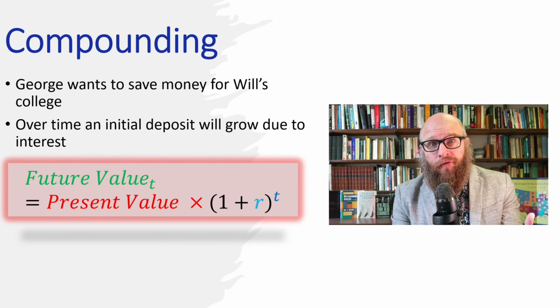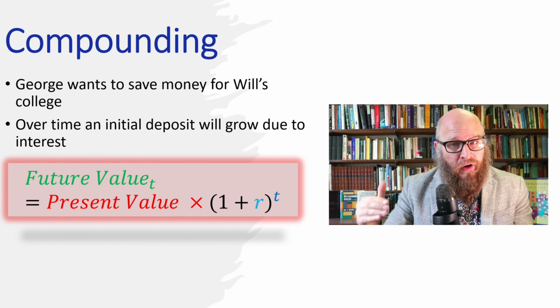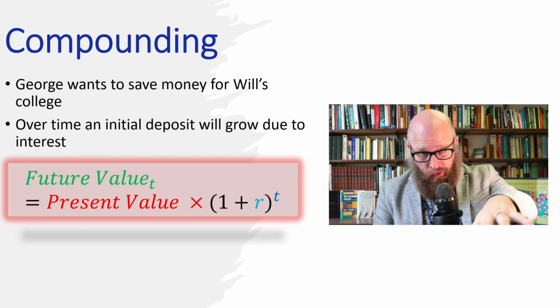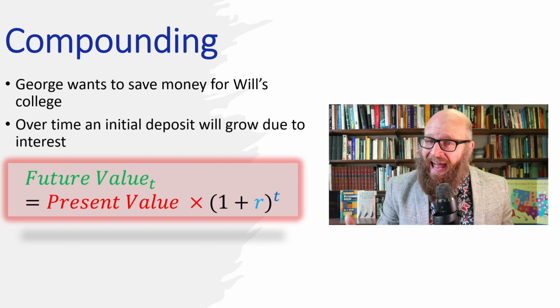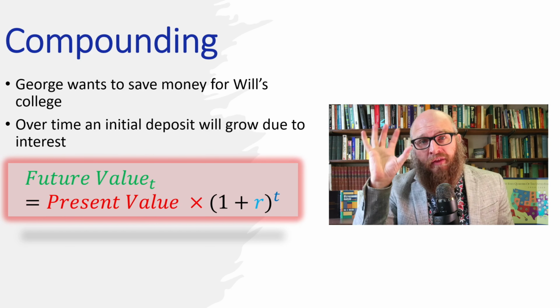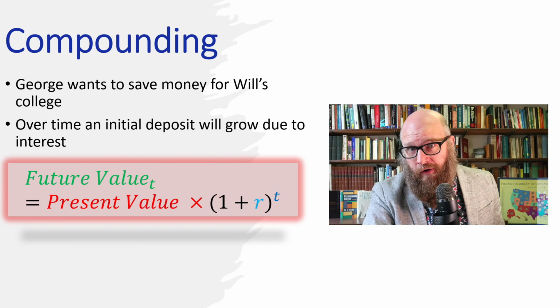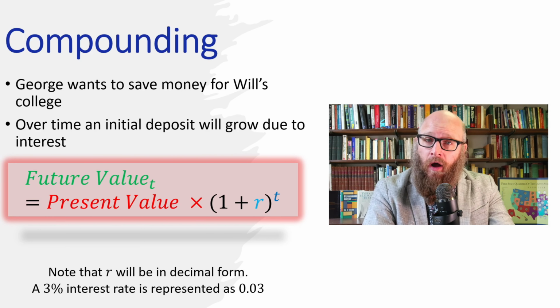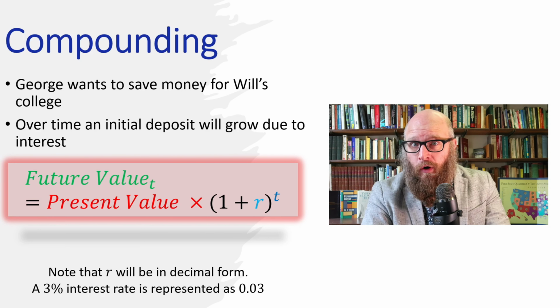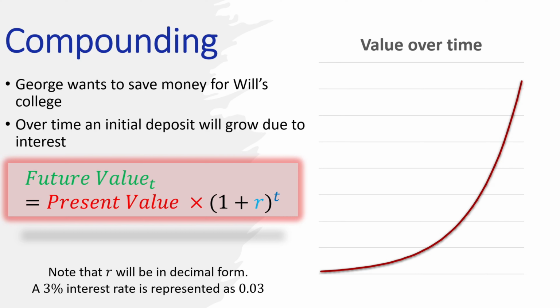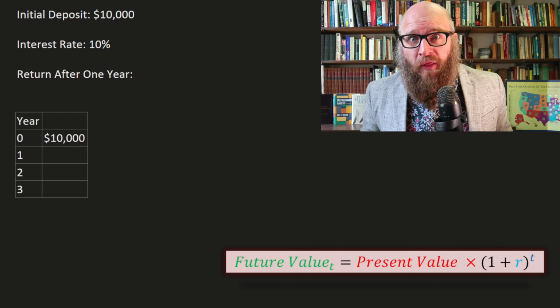We even have a formula for it. The value in some future period t is equal to the present value, which was deposited today, multiplied by one plus the annual interest rate, raised to the t, the number of years we hold on to this deposit. Note that for mechanical purposes, the interest rate r is going to be in decimal form, so a 3% interest rate will be noted as 0.03. And this thing's pretty amazing, y'all. Exponential growth over time.